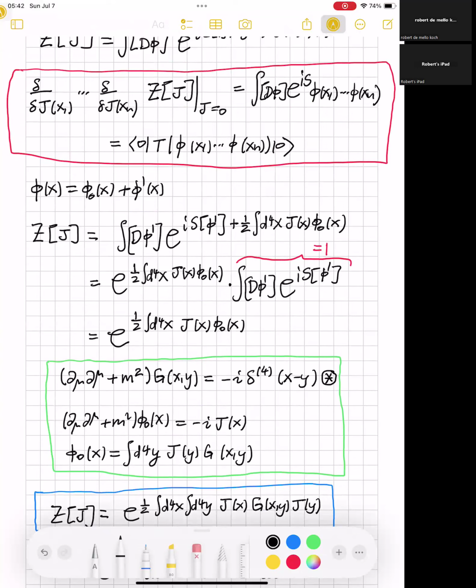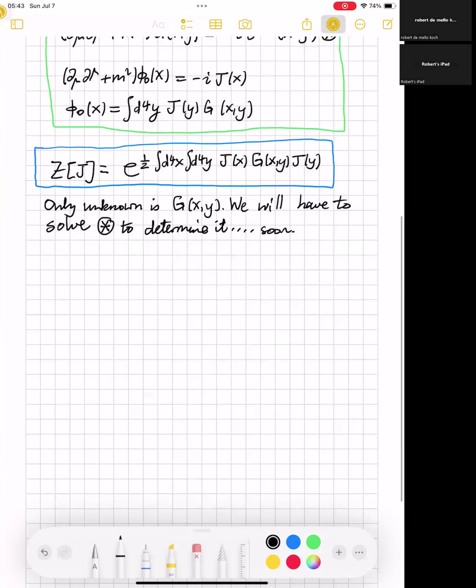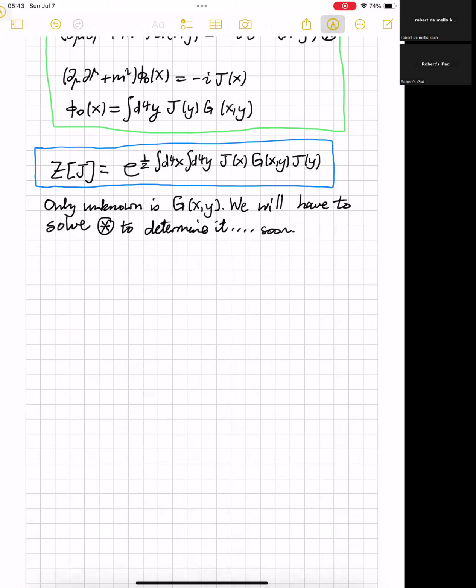I want to set j equal to 0, and we'll work out the time-ordered correlation functions in terms of the Green's function. And after that, we will calculate the Green's function. Good. Okay, I'm going to use a fact. I'm just going to use it now, but we'll prove it later.